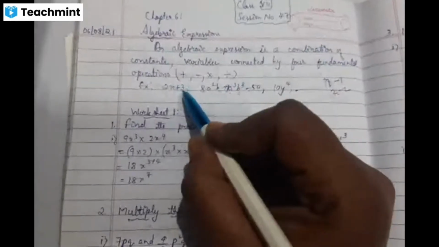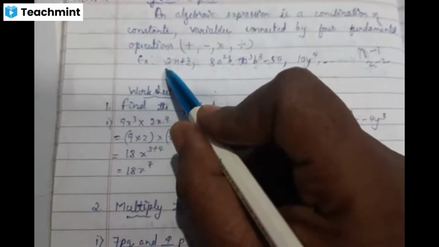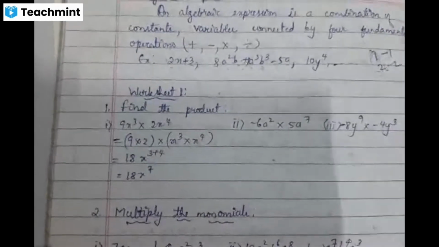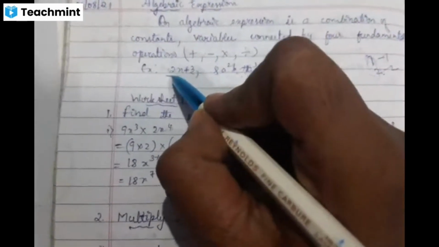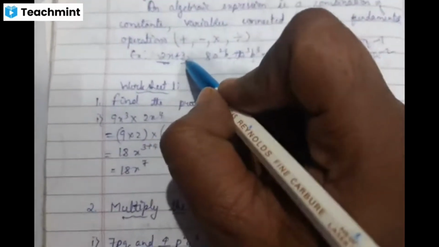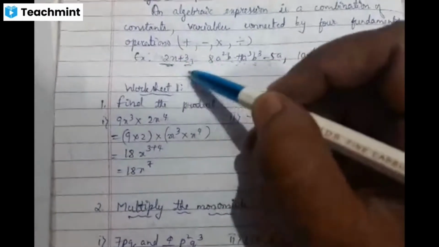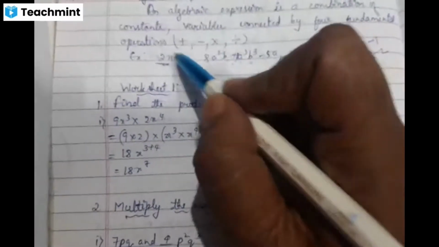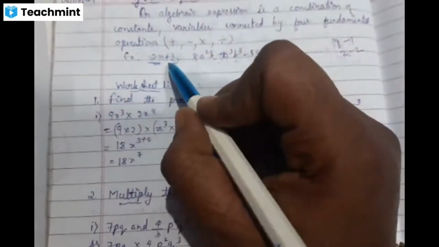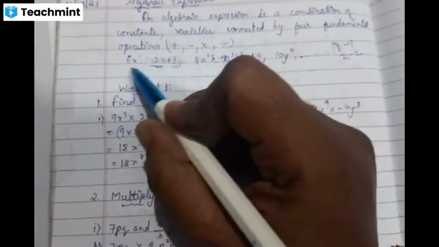Here in 2x plus 3, how many terms are there? If I ask you, what you will say? There are 2 terms. How do you say there are 2 terms? This is 1 term, children, and this is 1 term. 2x is 1 term, 3 is another term. Therefore, there are 2 terms in this algebraic expression. So, how do you find out the terms in an algebraic expression? By the plus or minus sign. Plus or minus sign separate the terms in an algebraic expression.